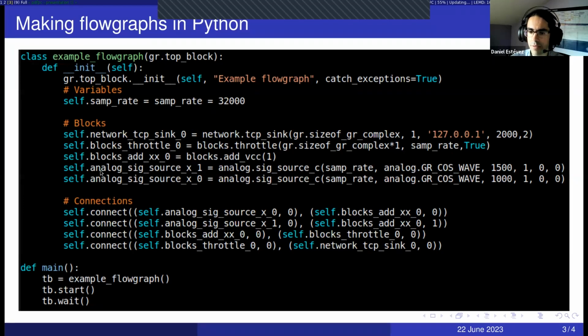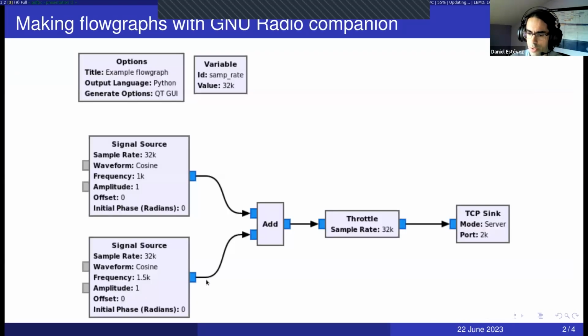And finally, when you have instantiated all the blocks, you connect them together. Connecting is simple. You call this connect method. And what you do is block output number 0 goes to block input number 0. So that's this first connection. Then this is signal source 1, so this is the second one with the 1.5 kilohertz. Output number 0 goes to input number 1 on the add block. So that's the second connection.